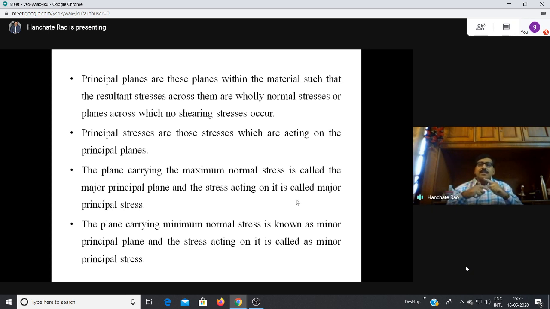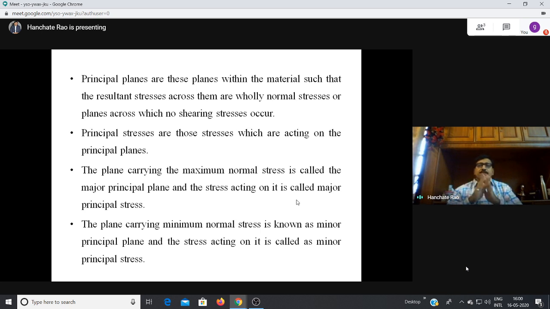The highest of all the three principal stresses is called the major principal stress. The least of the three principal stresses is called the minor principal stress. And the one intermediate to these two is called the intermediate principal stress. Major principal stress, minor principal stress, and intermediate principal stress.